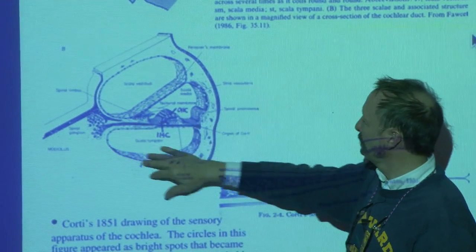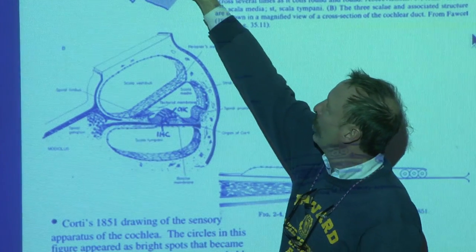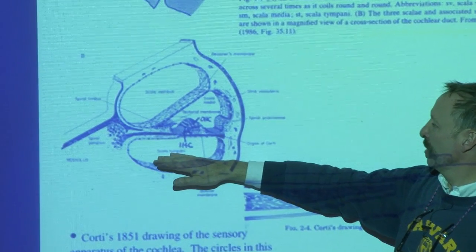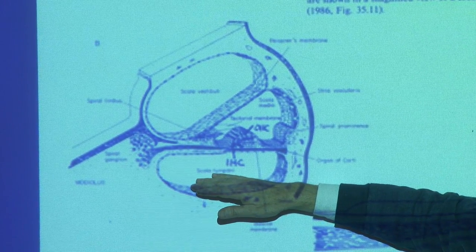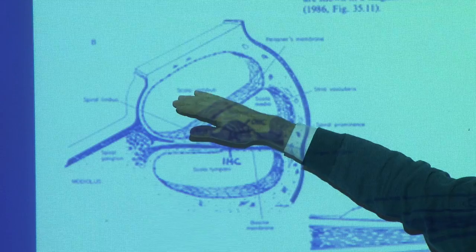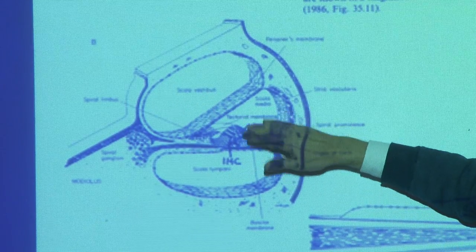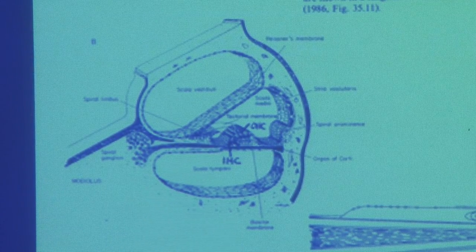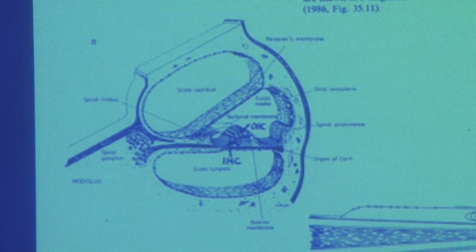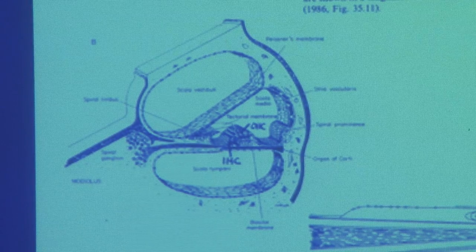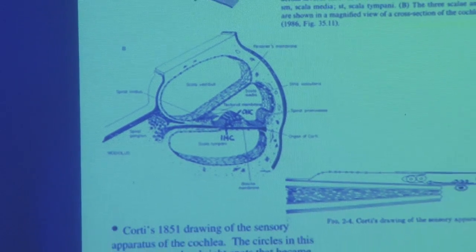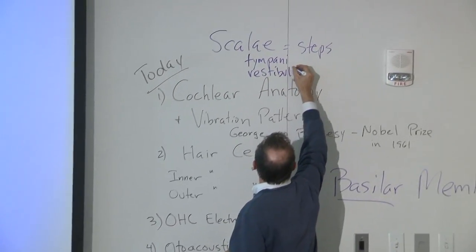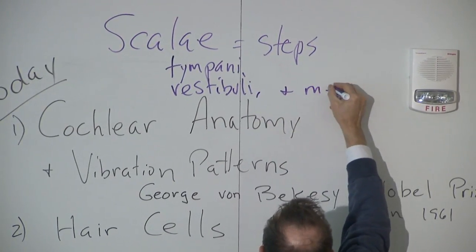And this is another cross-section of just one turn of the cochlea. This compartment is called scala tympani. This compartment is called scala vestibuli. And this one, which is in the middle, is called scala media. So there are 3 scalae in the cochlea. So scala tympani, vestibuli, and media, or middle.